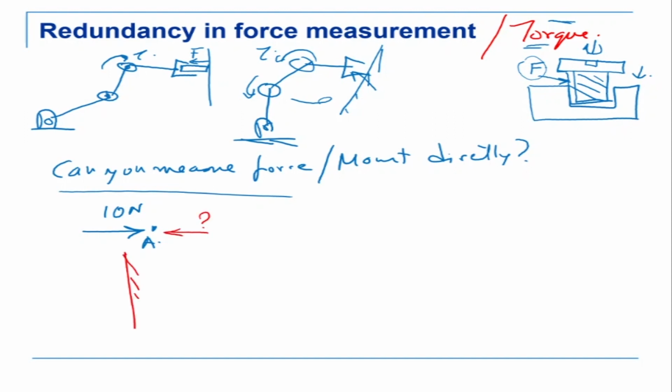Whereas if I have a wall like this, and I say apply 10 newtons there, then you can apply 10 newtons there. Why? Because there is an opposite and equal reaction of 10 newtons. Now I can apply 10 newtons.